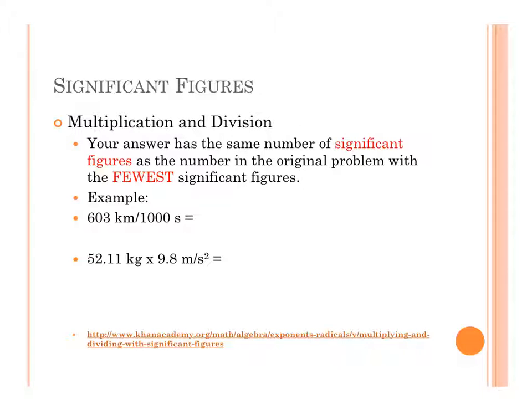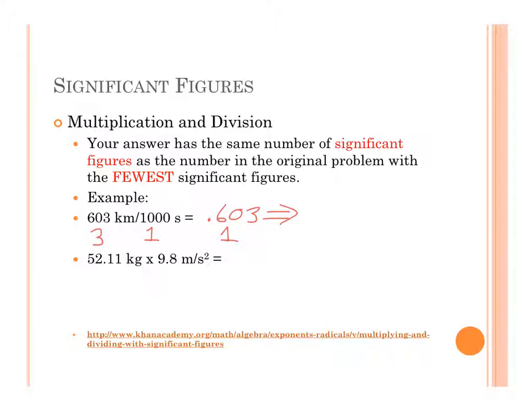So looking at number 1 here, there are 3 significant figures in 603. The 0 counts because it's in the middle. There's only 1 significant figure in 1,000 written without a decimal place. That means that your answer can be no better than the worst number, the one with the fewest sig figs. So our answer can only have 1 significant figure. So if I take 603 divided by 1,000, I would get 0.603. However, I can only have 1 significant figure.